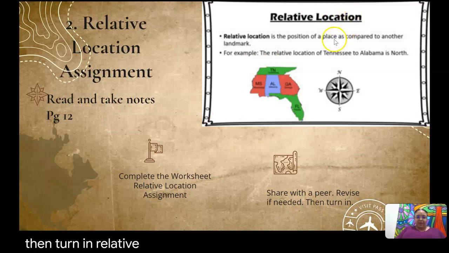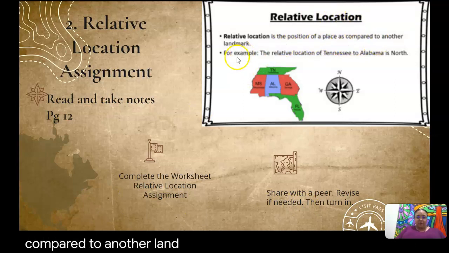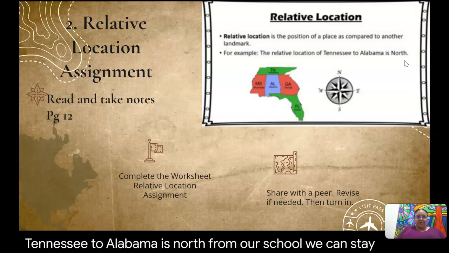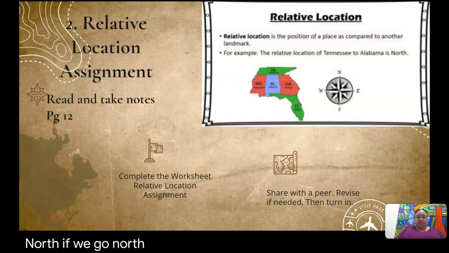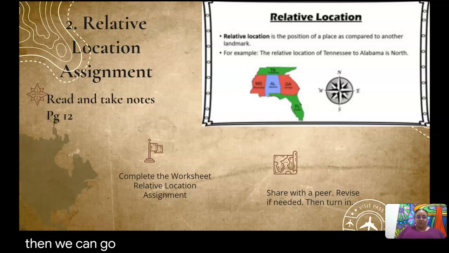Relative location, like it says, is the position of a place as compared to another landmark. For example, the relative location of Tennessee to Alabama is north. From our school, we can say that if we go north, if we're in front of the school and we go north, then we can go to McDonald's and have lunch.